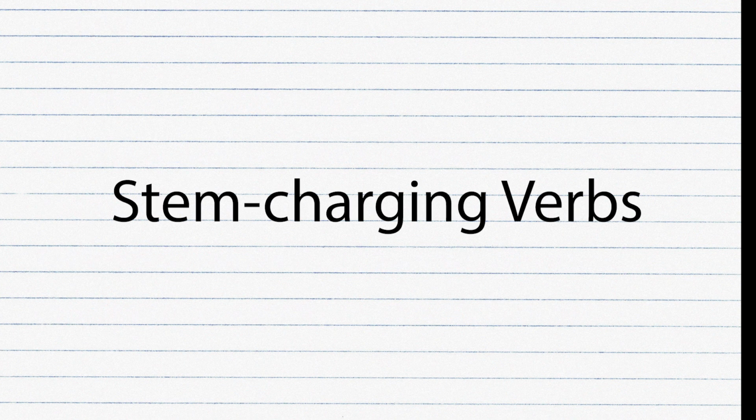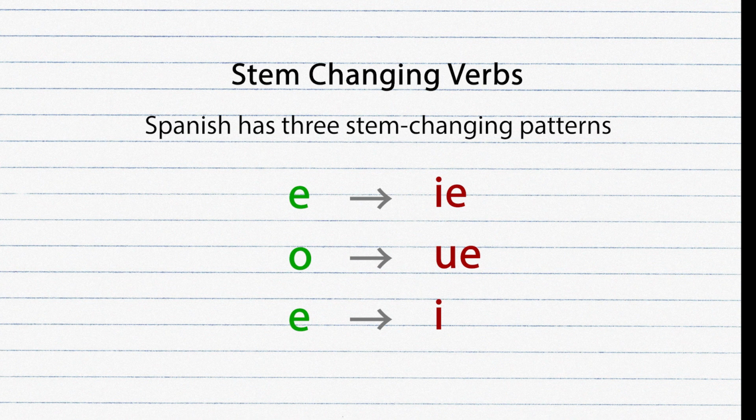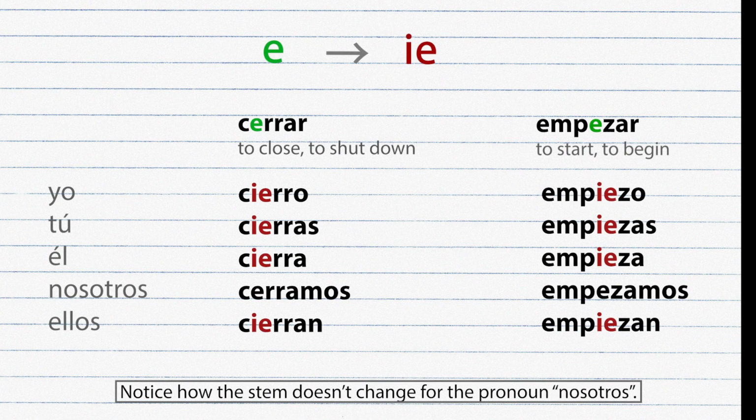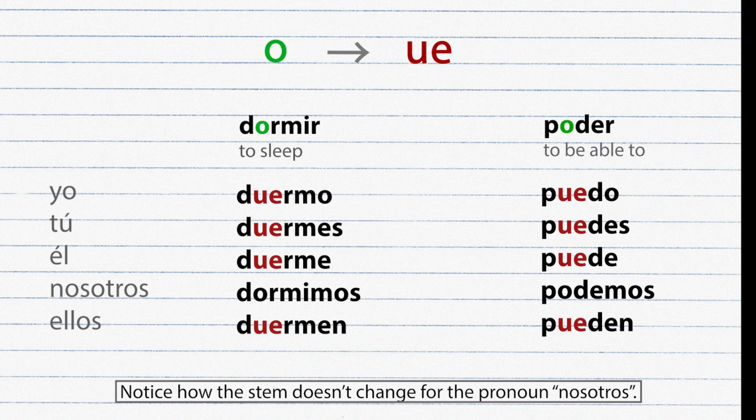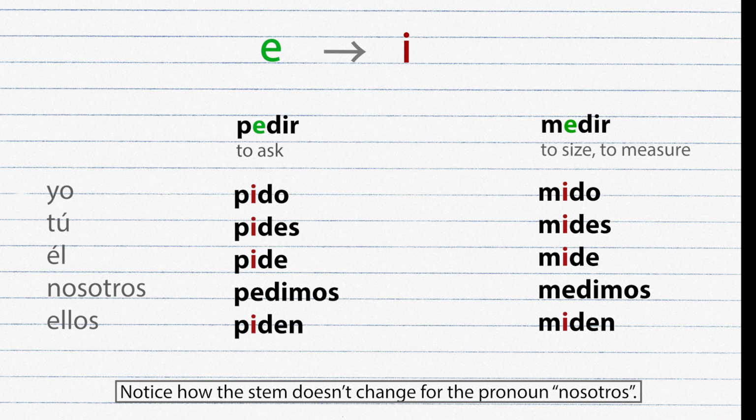Stem changing verbs. Spanish has 3 stem changing patterns. The stems undergo a vowel change in the last or only syllable of the word, but the endings are still the same. That's why they're called stem changing verbs. In the present tense, there are 3 patterns. E to IE. O to UE. E to I. Notice how the stem doesn't change for the pronoun nosotros.